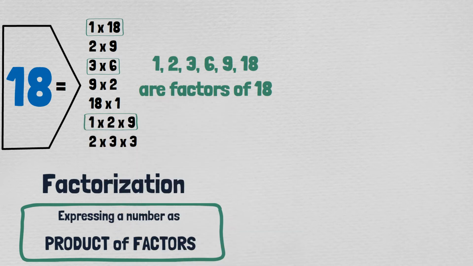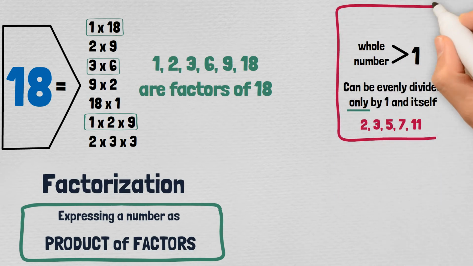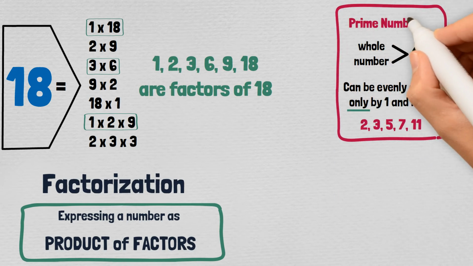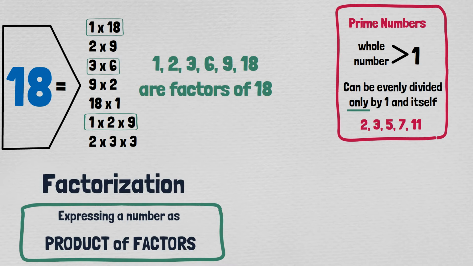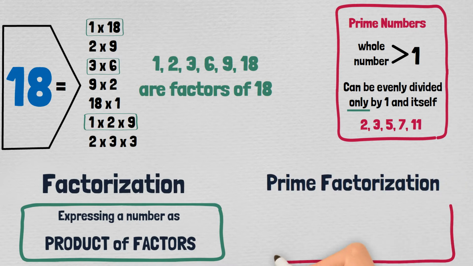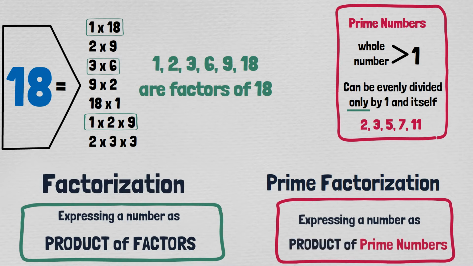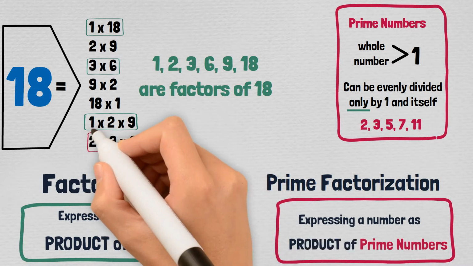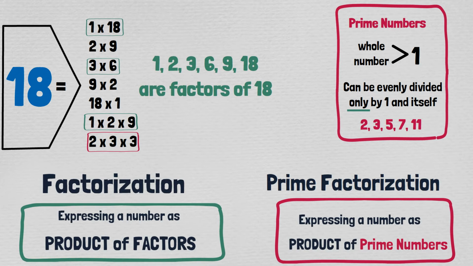A third possible factorization is 18 equals 1 times 2 times 9. Here, 18 is a product of three factors multiplied together. However, of all applicable factorizations of 18, the one that consists only of prime numbers as factors is called prime factorization. 18 equals 2 times 3 times 3. Both 2 and 3 divide evenly only by 1 and themselves. Therefore, they are prime numbers.